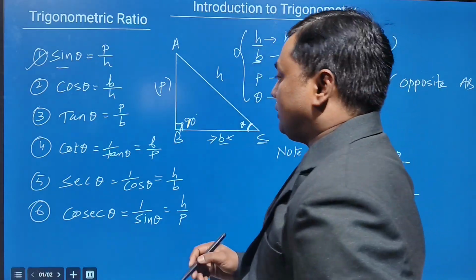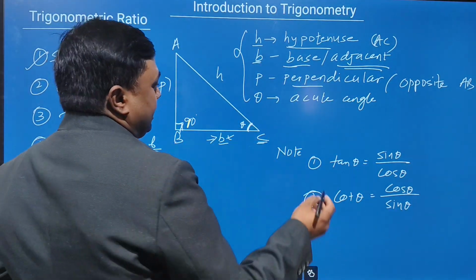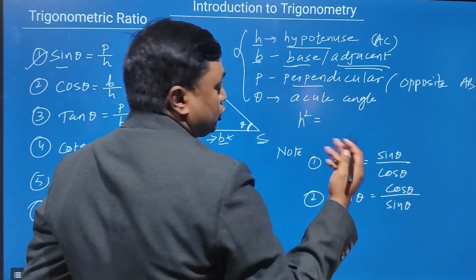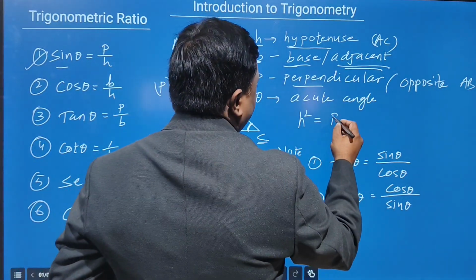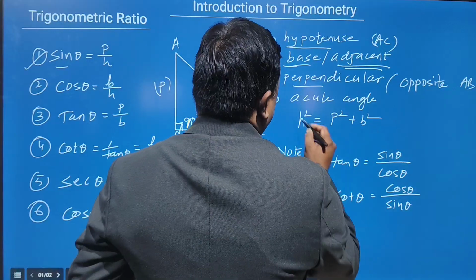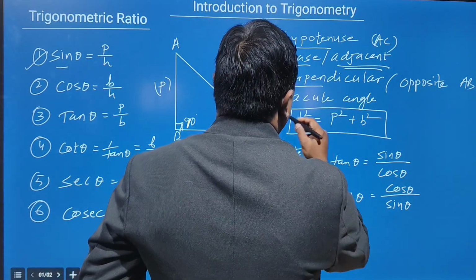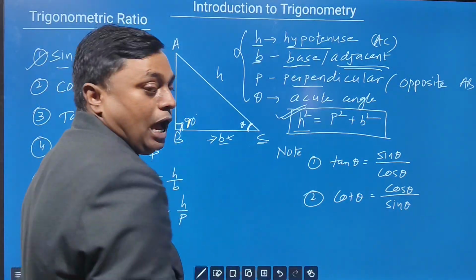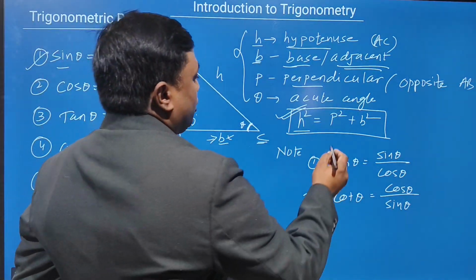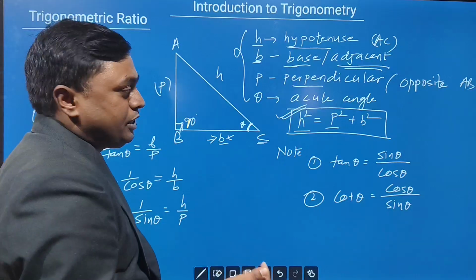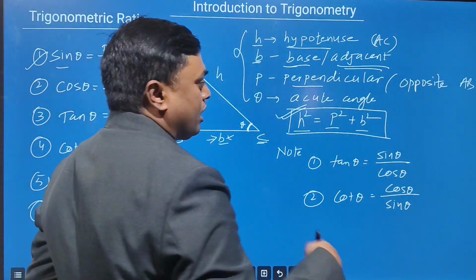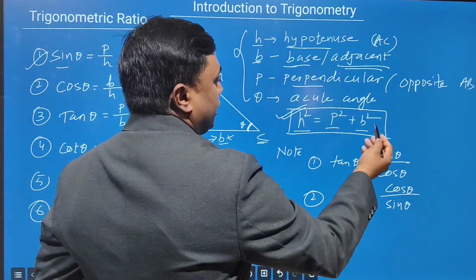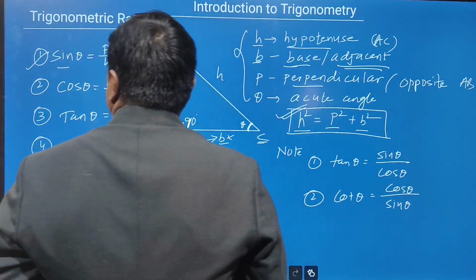We have the Pythagoras theorem which we learned in 9th standard: the square of hypotenuse, that is h square, is equal to the sum of the squares of the other two sides, that is p square plus b square. This formula is very important to solve the problems. Here h is the hypotenuse, which is the longest side, p is the perpendicular or opposite, b is the base or adjacent. So the square of hypotenuse is equal to the sum of the squares of perpendicular and base. Yes or no?